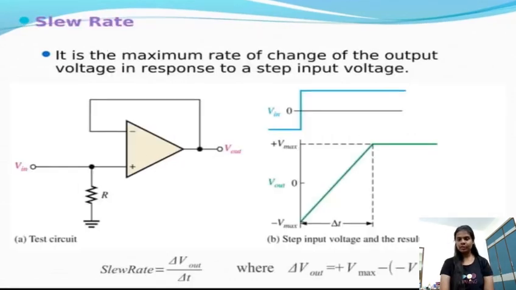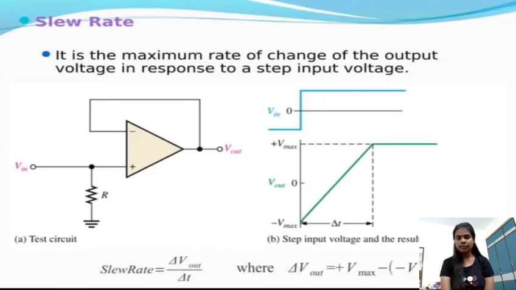The last topic of today's video is slew rate. It is the maximum rate of change of the output voltage in response to a step input voltage. In this, the first one is the test circuit where a resistor is connected to the Zener diode, and Vin is the input voltage, R is the resistor and Vout is the output voltage.